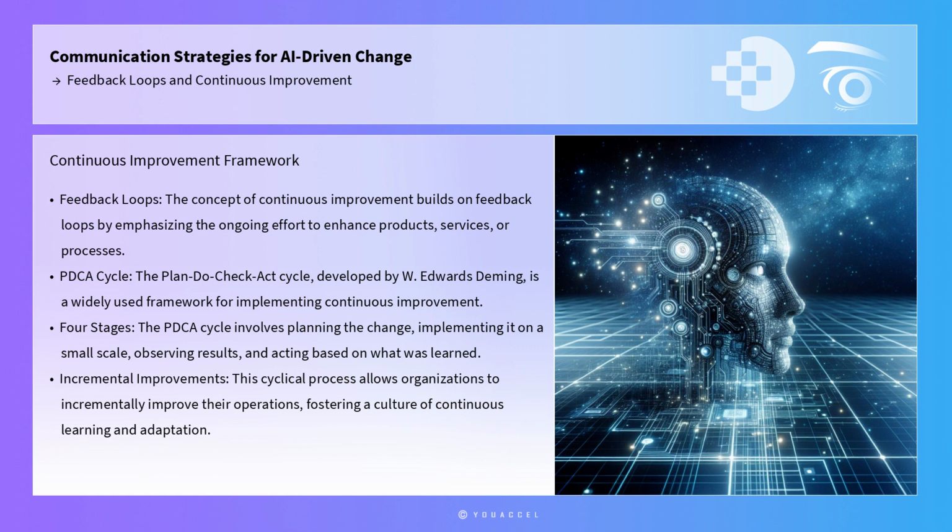The Plan, Do, Check, Act cycle, developed by W. Edwards Deming, is a widely used framework for implementing continuous improvement. The PDCA cycle involves 4 stages: planning the change, implementing the change on a small scale, observing the results, and then acting based on what was learned. This cyclical process allows organizations to incrementally improve their operations, fostering a culture of continuous learning and adaptation.